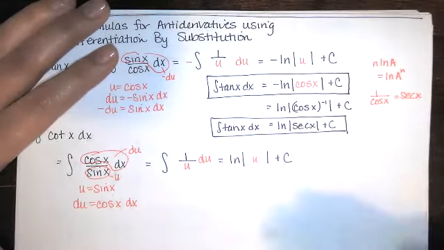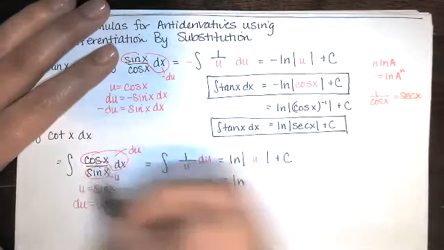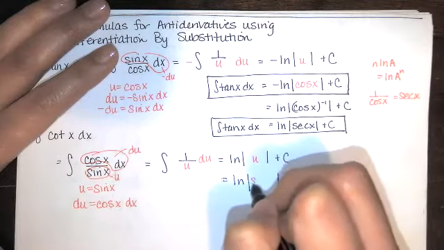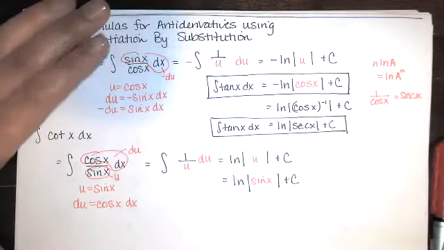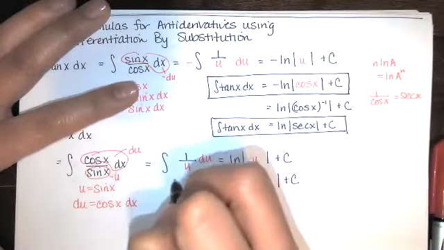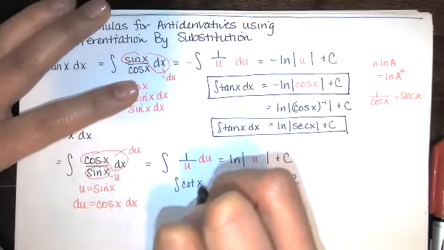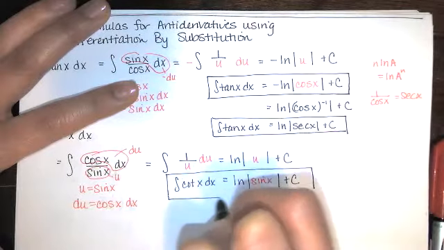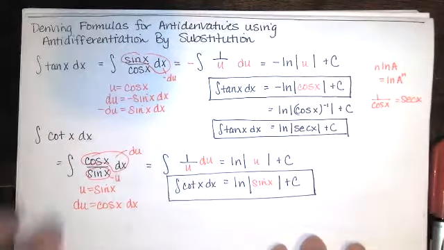And then you back substitute. U was sine. So now we've got a new rule. The antiderivative of cotangent of x is natural log of the absolute value of sine of x plus c.